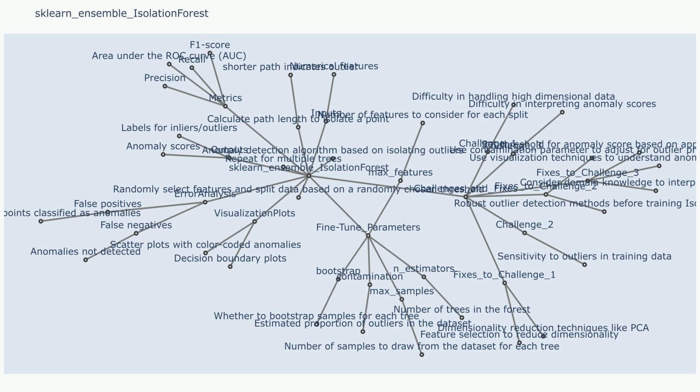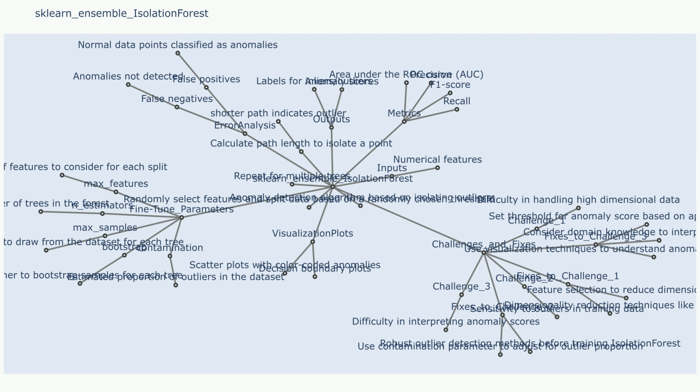sklearn ensemble IsolationForest. Description: Isolation forest is an unsupervised anomaly detection algorithm in scikit-learn that leverages the concept of random forests to identify outliers. It works by randomly partitioning the data space and constructing a forest of decision trees. The algorithm identifies outliers as instances that are easily isolated, meaning they are far away from other data points and can be separated with fewer splits in a decision tree.